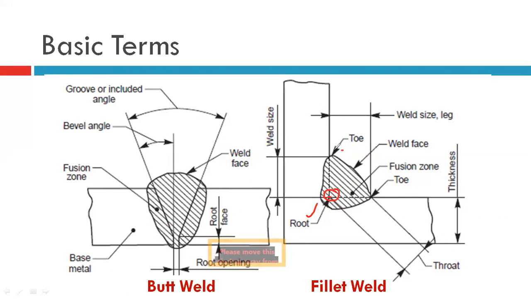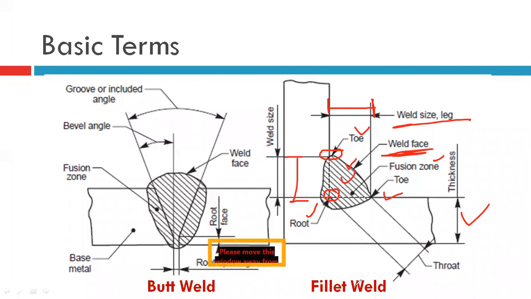Then we are calling the upper end the toe. The lower end also we are calling the toe. Then the fusion zone, where the welding takes place. That material is nothing but the fusion zone. The weld face, here we are showing the weld face, then the weld size, and the leg. So this horizontal distance we are calling the width, weld size, vertical, and the thickness of the plate is given here itself. Right? So these are the fillet weld and the butt weld.